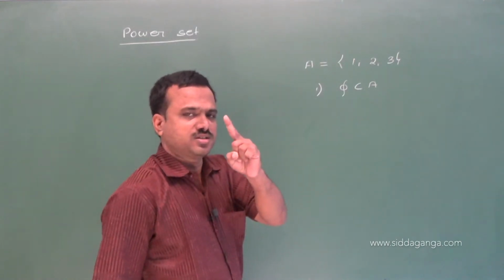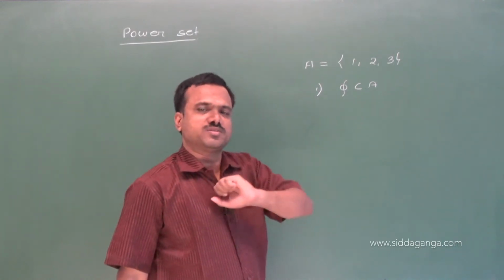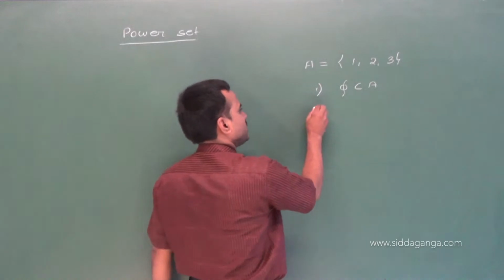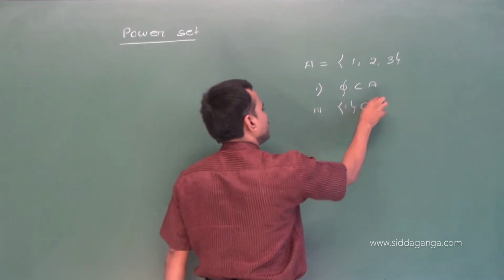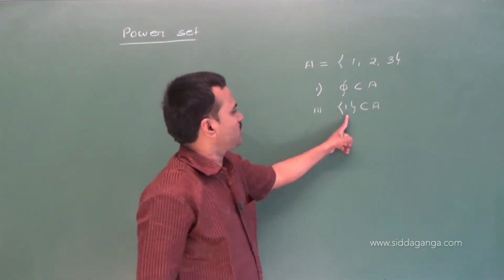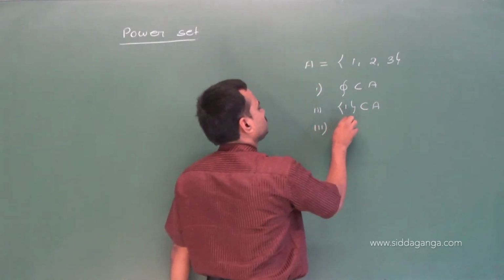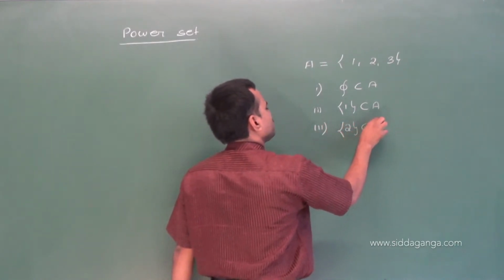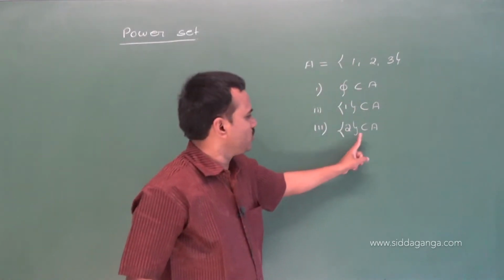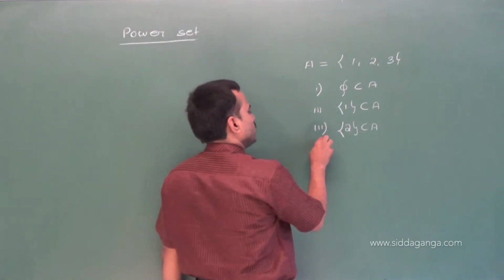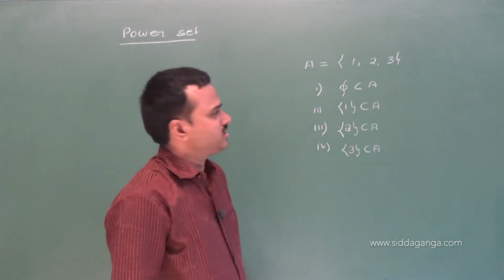In the last class I discussed this concept. We accept the empty set is a subset of all sets. Second, I take only one element: {1} is a subset of A, since 1 belongs to A. Third, {2} is a subset of A. The set contains only one element, 2, which is present in A. Fourth, {3} is a subset of A.